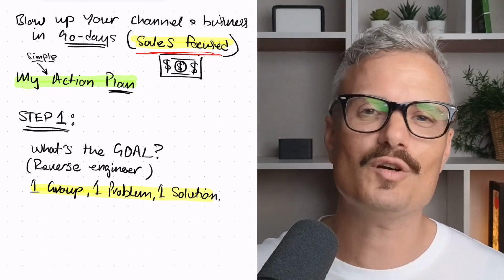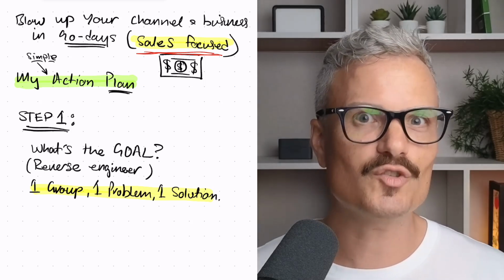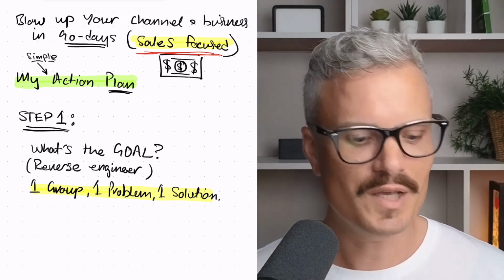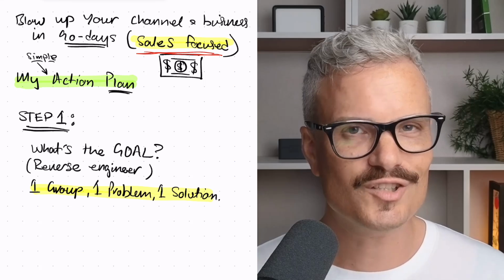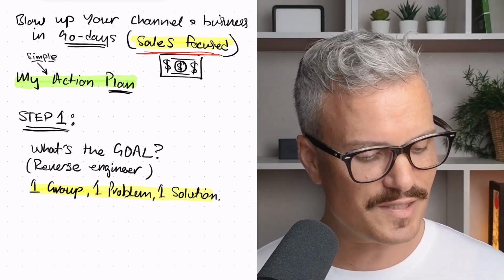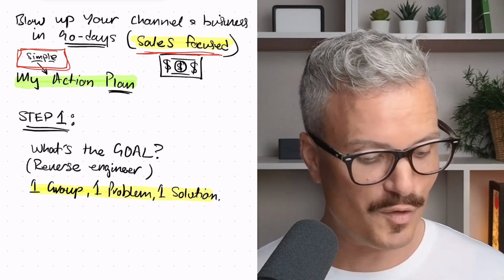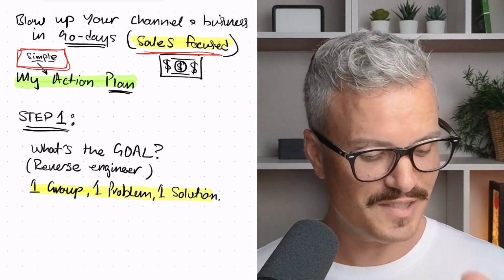So it's not going to be about trying to go viral or trying to get monetized or trying to get hundreds of thousands of views. It's going to be about getting the right views to generate leads and sales for your business. And this strategy is relatively simple. It's only got 5 steps.